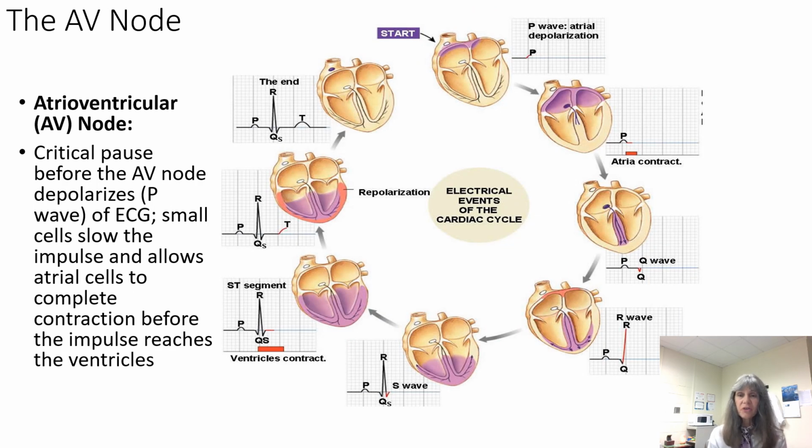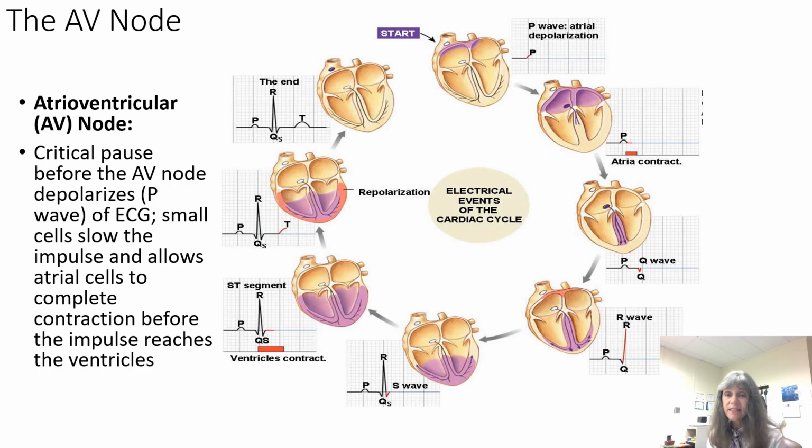At the atrioventricular node, there is a critical pause of the spread of electricity, and this occurs because there are fewer gap junctions at the atrioventricular node and the fibers are smaller. And this pause is really important because it allows the cells of the atria, the contractile cells, to completely contract before the impulse reaches the ventricles, causing the ventricles to contract. Because remember, we need the atria to contract first, and then the ventricles. And then there's going to be a pause. So it goes atria, ventricles, pause, atria, ventricles, pause, atria, ventricles, pause.